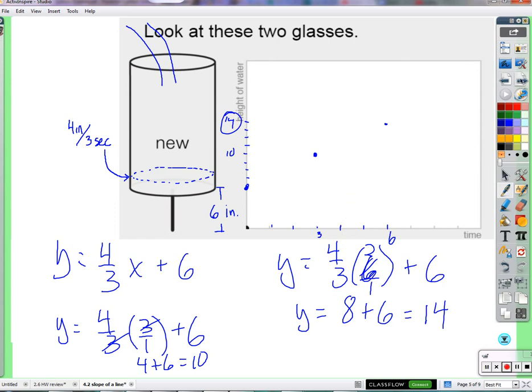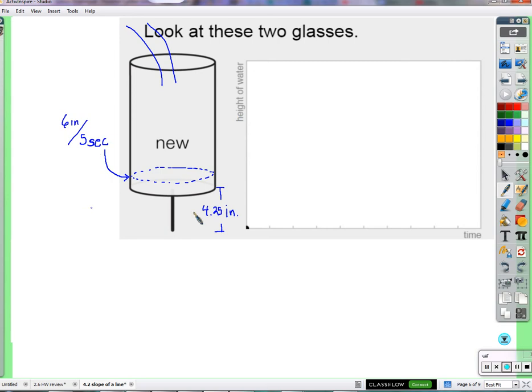Okay, you give it a try. Give it another try with this scenario. It starts off at 4.25 inches, and every 5 seconds it goes up 6 inches. Who's got an equation I think will work? Carter? Everyone. Robert? I did y equals 6/5x plus 4.25. Okay. I think that makes a lot of sense.